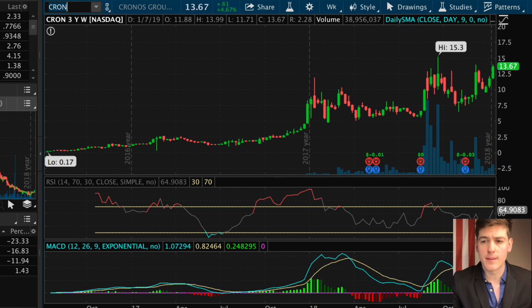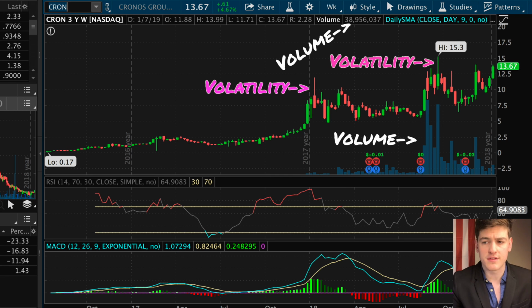Cron is obviously a well-known one, but it's a great example to start with because it fits both requirements and has a lot of potential to trade off of. We see a lot of volatility and volume, but as you can see, volatility is important because it offers many opportunities to buy in and profit. Okay, this checks out, so I'll show you guys just a few more so you get the idea.